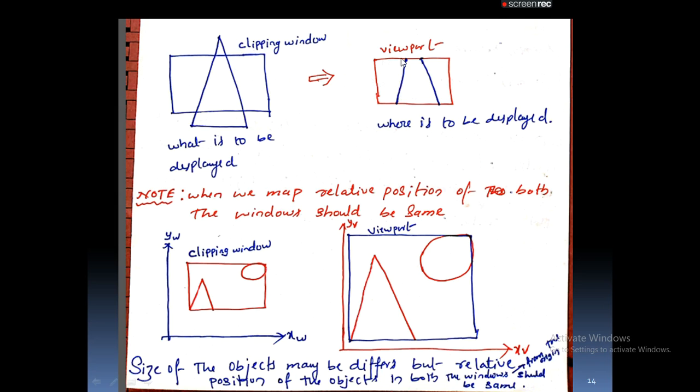Inside the clipping window, only two lines are there. Two vertical lines are there. So viewport defines where it is to be displayed. As I have written clearly, the clipping window defines what is to be displayed, or what part of the object you would like to display on the screen. Viewport defines where it is to be displayed.